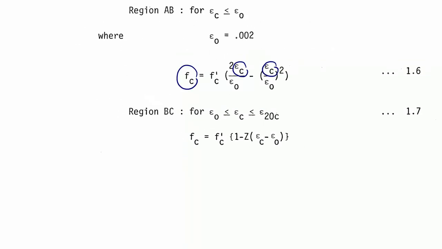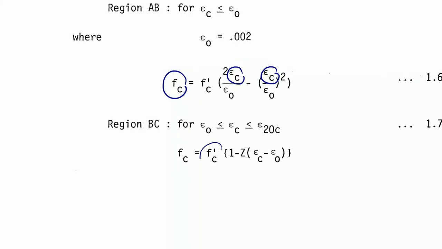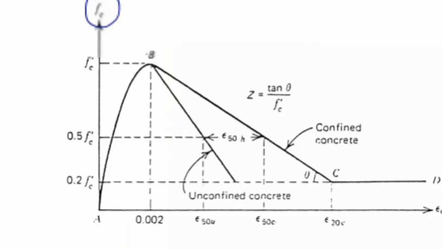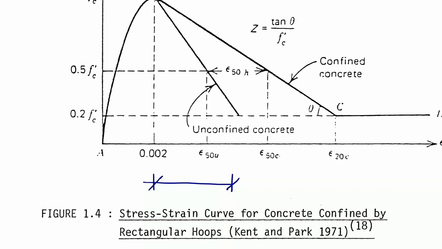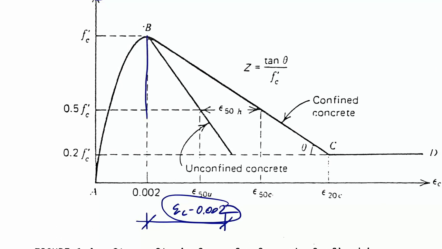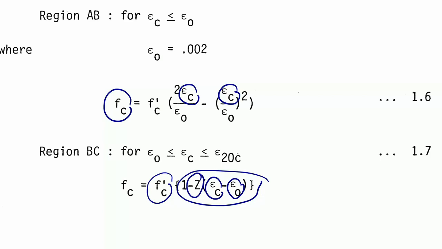And then after that, the next region is 1 minus z times (epsilon c minus 0.002), multiplied by f'c. Okay, this value is epsilon c minus 0.002, right? So it is like you are making the graph having the origin here, so you use this quantity and then you will have the slope. The initial one you have 1.0 minus this term. This term starts from 0, so you get 1 minus 0, and then it decreases with this slope. The slope is minus z. This is the anatomy of the equation.